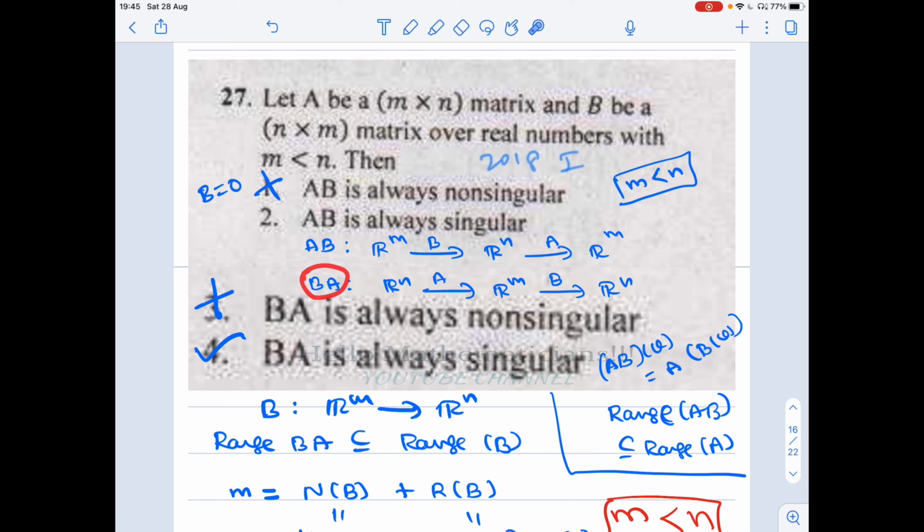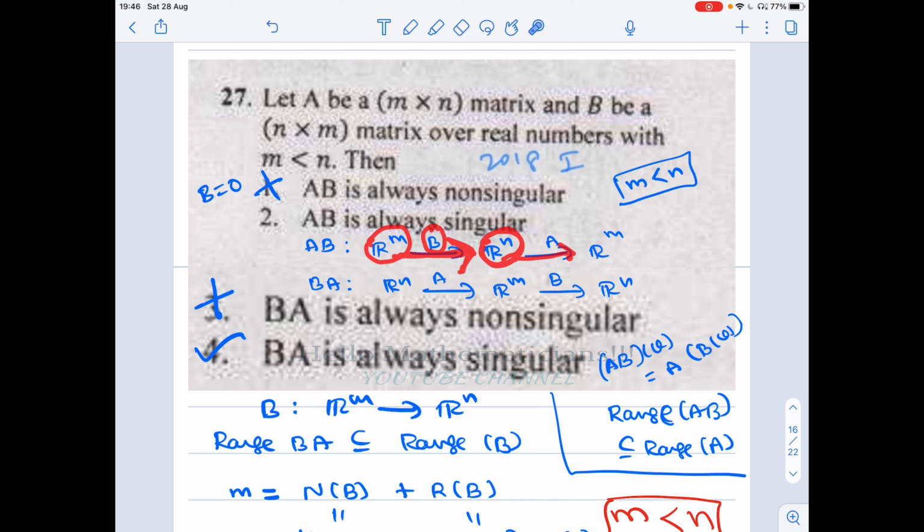Note that in the case of BA, we are going from a bigger dimension to a smaller dimension, then back to the bigger dimension. That is in some sense not possible, because when you go to a smaller dimension you lose some dimension, and you cannot go back to R^n again. But here, we go from a smaller dimension to a bigger dimension. Here you can make sure that the dimension remains the same, if B is injective, the dimension of the range of B will be m.